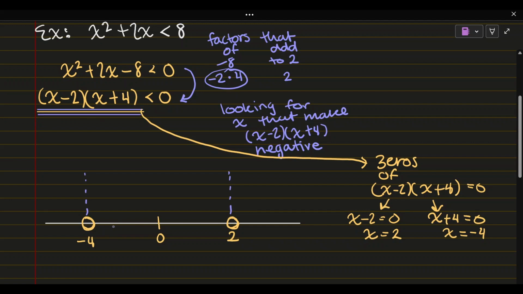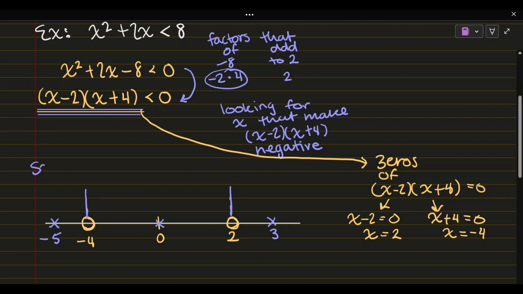So in between -4 and 0, it's really easy for me to pick 0 as a test value. After 2, I can pick 3 as a test value. And before -4, I can pick -5 as a test value. And what I'm going to do is use these test values and plug them into this left-hand side here and see if what I get is positive or if what I get is negative, right?